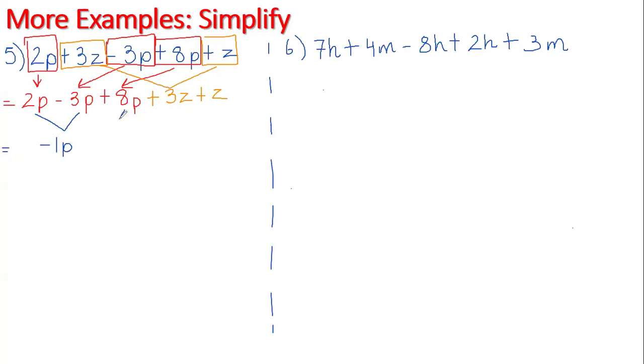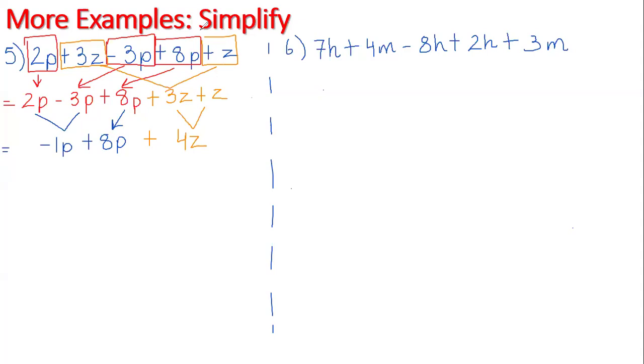We bring down the 8p, right? And then we have to do 3z plus z. What is 3z plus z? That's going to give us 4z. So we have 3z plus z is 4z. So we have negative 1p plus 8p plus 4z.